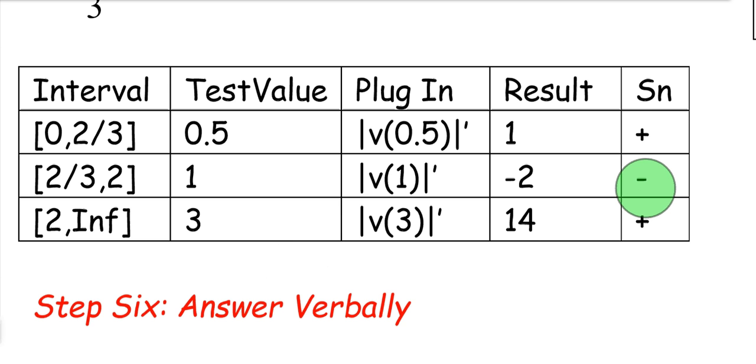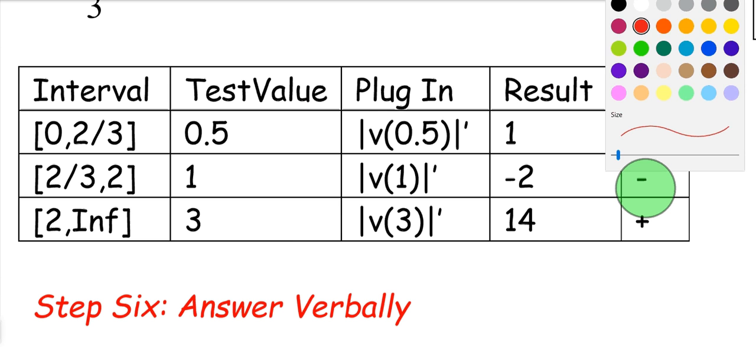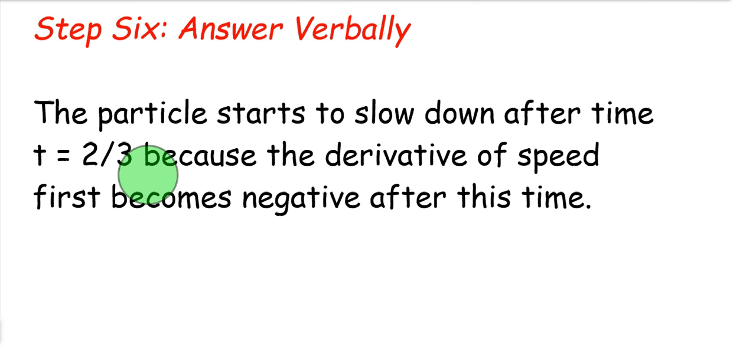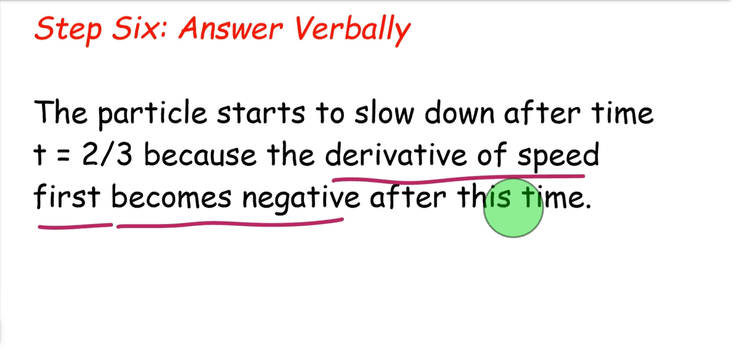So what does this negative tell us? Well, it begins to become negative at t equals 2/3. So in between these two values, it's negative, so it's slowing down there. So let's answer this. The particle starts to slow down after time t equals 2/3. Now we want to give a really good reason for that, and then we'll be done. Because the derivative of speed first becomes negative after this time. And that's just the perfect way to explain this. You need to mention the derivative of speed. You need to mention that it first becomes negative at this time of t equals 2/3.